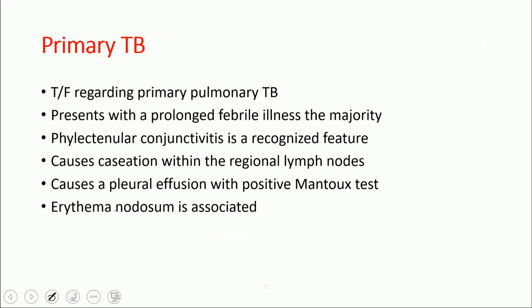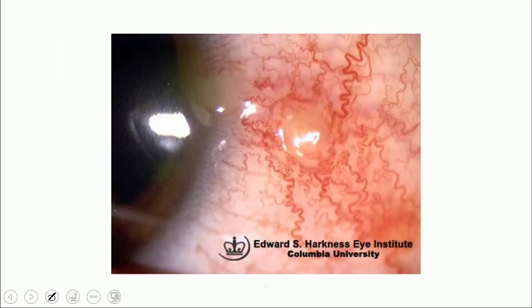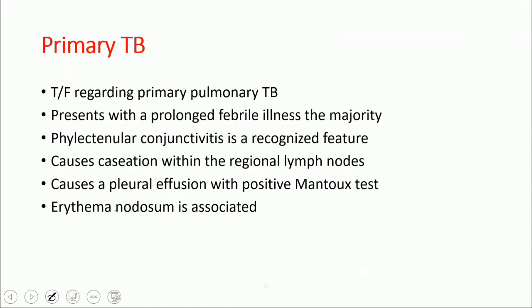Small pleural effusion. And you get this very unusual nodular conjunctivitis, phlyctenular conjunctivitis. I'm sure you would have heard this in pediatrics. It's a very odd nodular conjunctivitis. Phlyctenular conjunctivitis is a recognized feature. It is not a common feature, but it is recognized. And you can get a small pleural effusion as well.